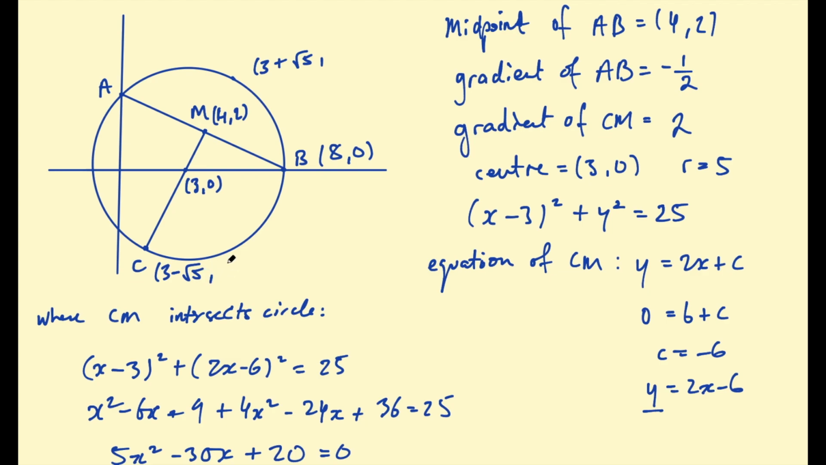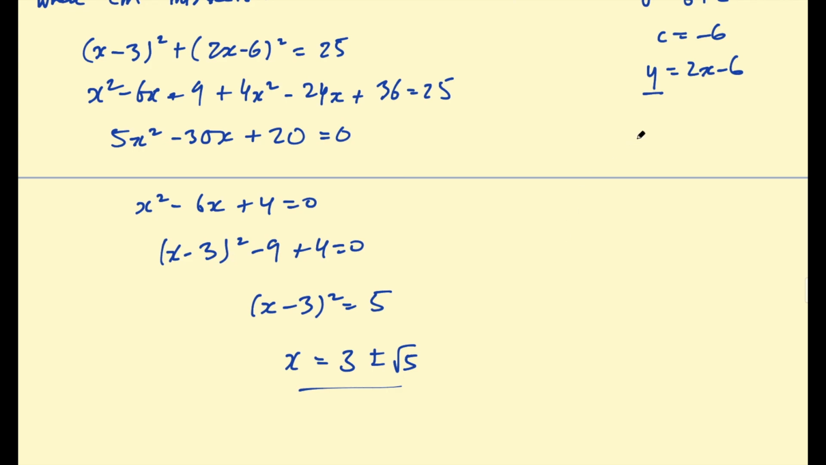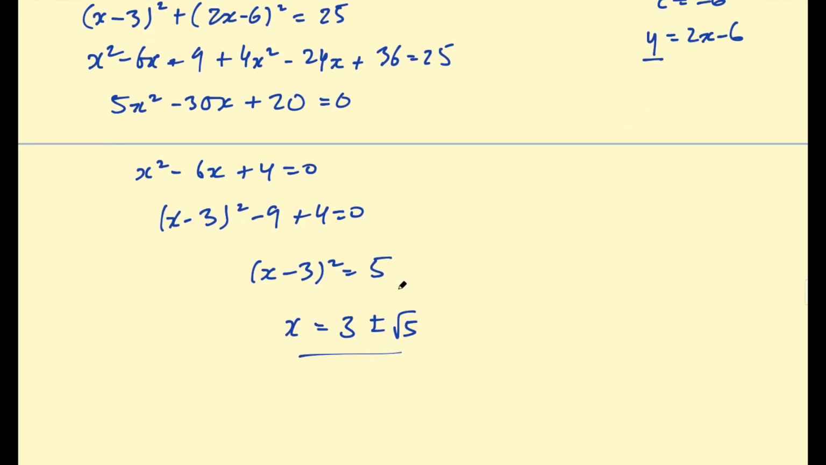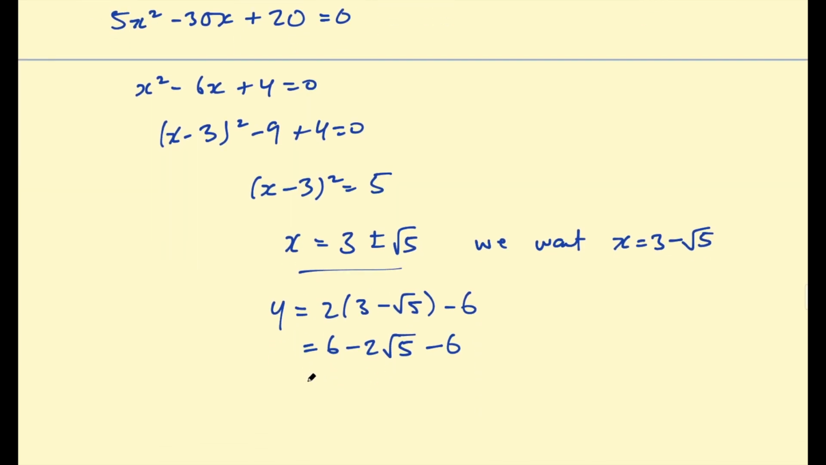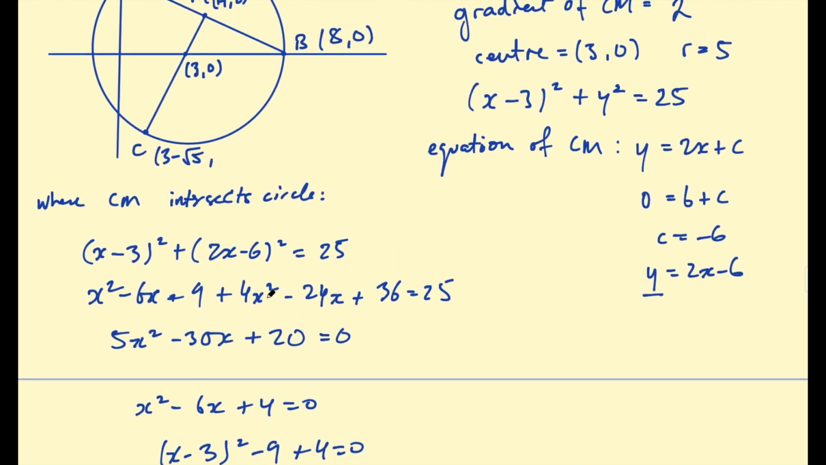Now we need the y coordinate. So we can use the equation of the line, plug x in. So we want x equal to 3 take root 5, the smaller value for x. So then y is equal to 2 times 3 take root 5 take 6, which is equal to 6 take 2 root 5 take 6. In other words, y just equals negative 2 root 5. Okay, so we have that point C, 3 take root 5, negative 2 root 5.